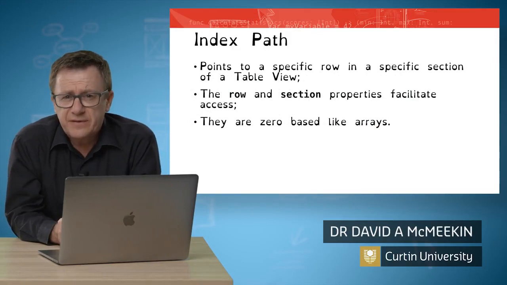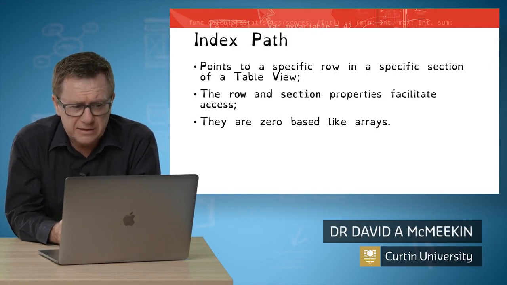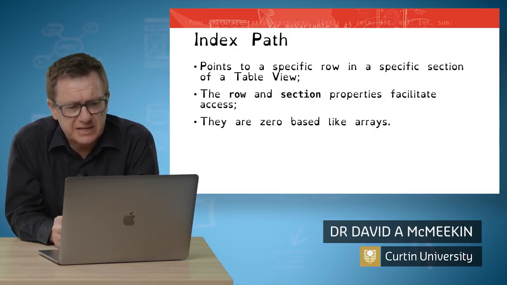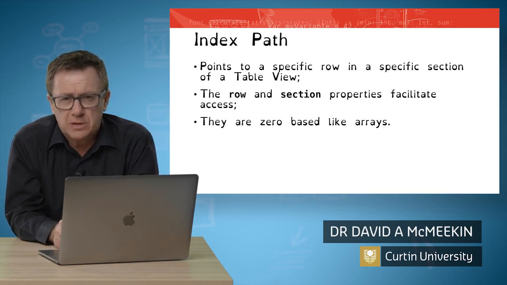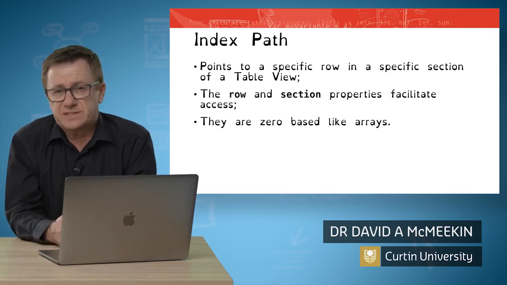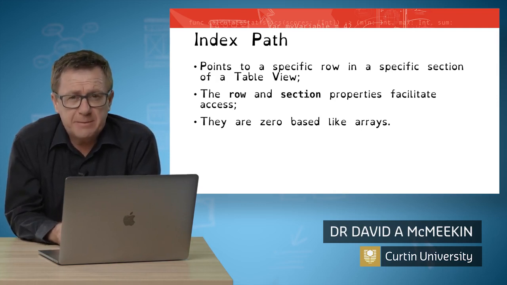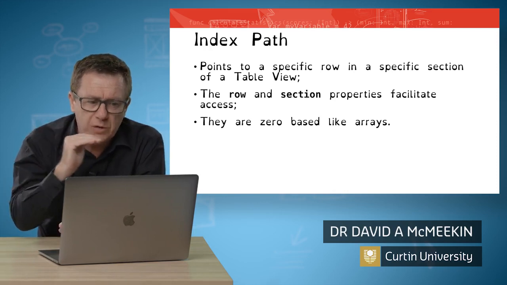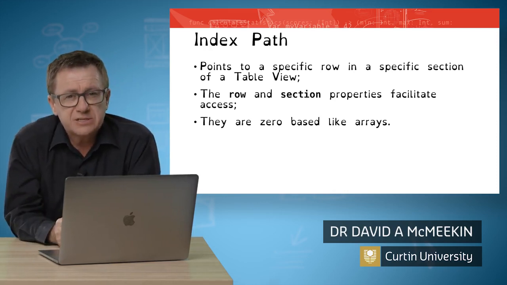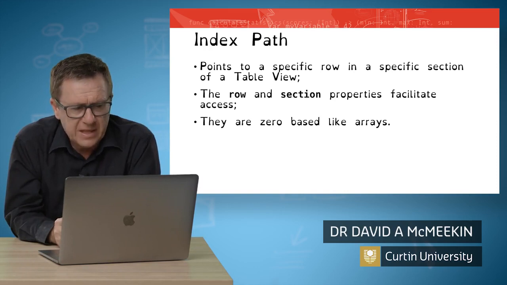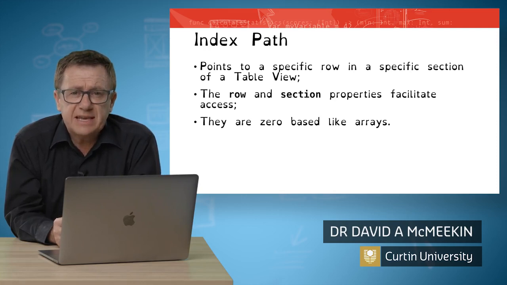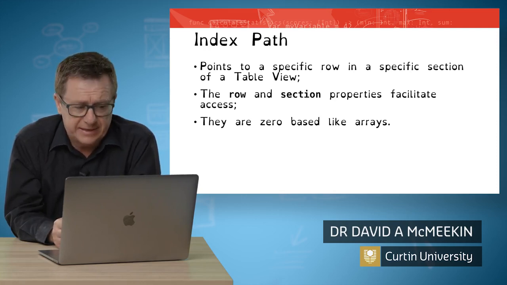The next thing we have is an index path. Now, an index path points to a specific row in a specific section of a table view. If you think of, for instance, the contacts app, you can have a lot of contacts, and each one of those cells needs to be indexed so it can be accessed. And it's the row and the section properties that facilitate the access to the data.